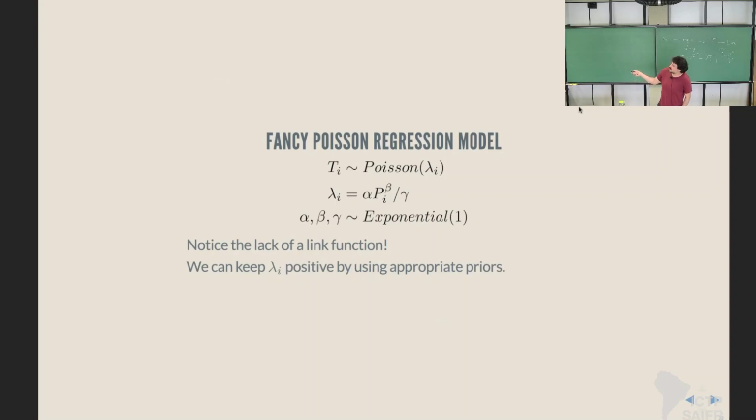There's no link function here, right? And so we have to make sure that this thing is positive. And we do that by setting appropriate priors in all the parameters. So the exponential prior only has density values at positive values. And so this guarantees that the whole mean will be positive.